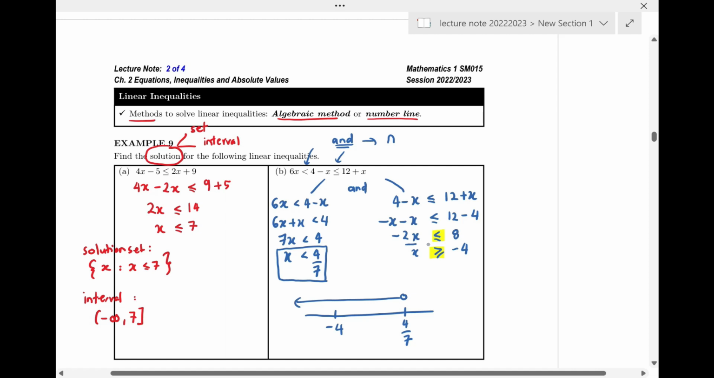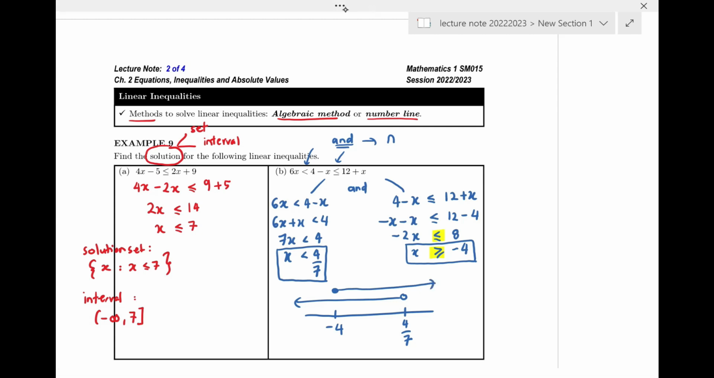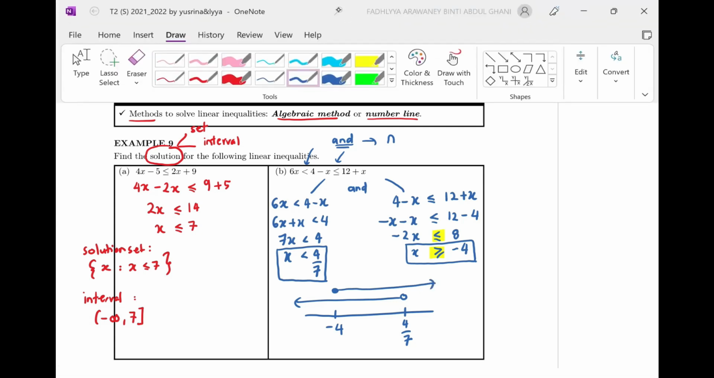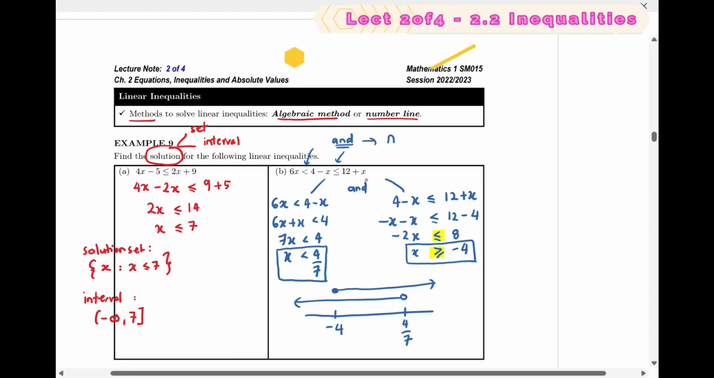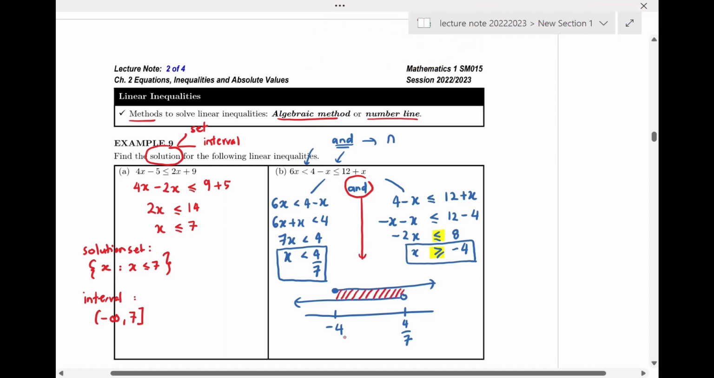And for another one, we have x greater than or equal to negative 4. So closed circle, greater than or equal to negative 4. Since we have "and" here, it means intersection. So we intersect the two lines over here. So our answer is actually between these two numbers.